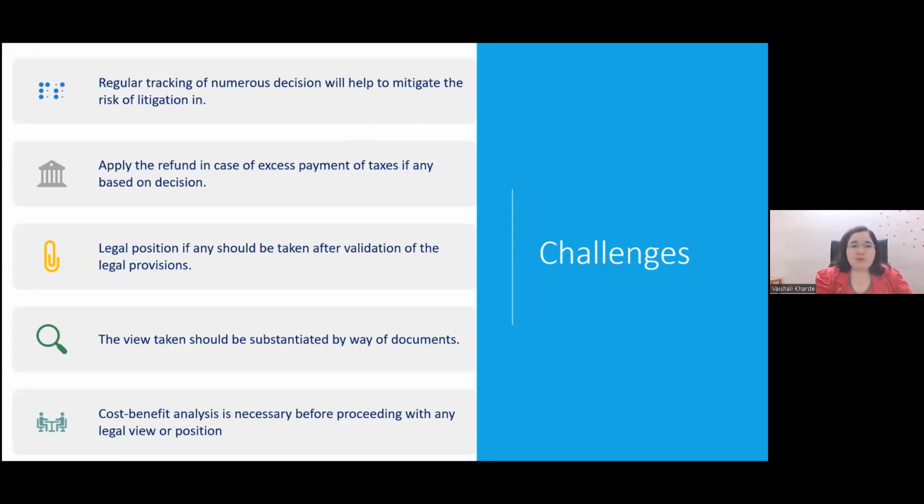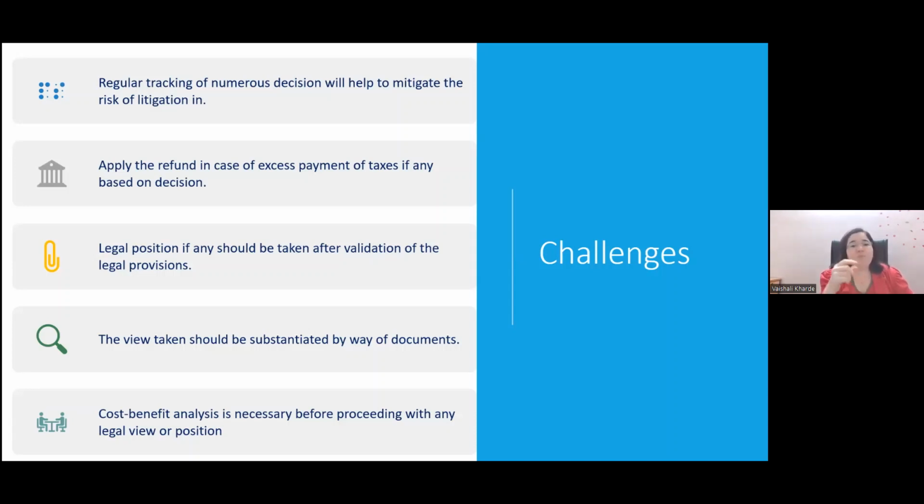Before we proceed to the queries, as a way forward from these two decisions: under GST law, it is very important to track the decisions or the court decisions, even High Court decisions. Definitely, we are not reading every adverse ruling, but at least High Court decisions and key decisions should be tracked, which helps mitigate the risk of litigation in the future. So it will help you to take decisions in case of complicated transactions.